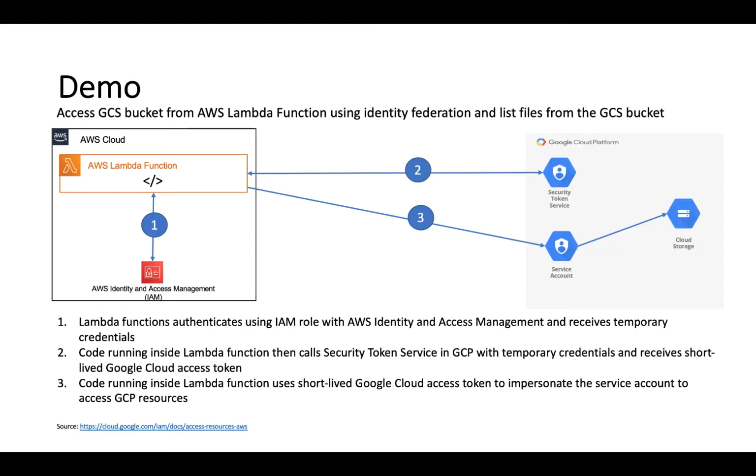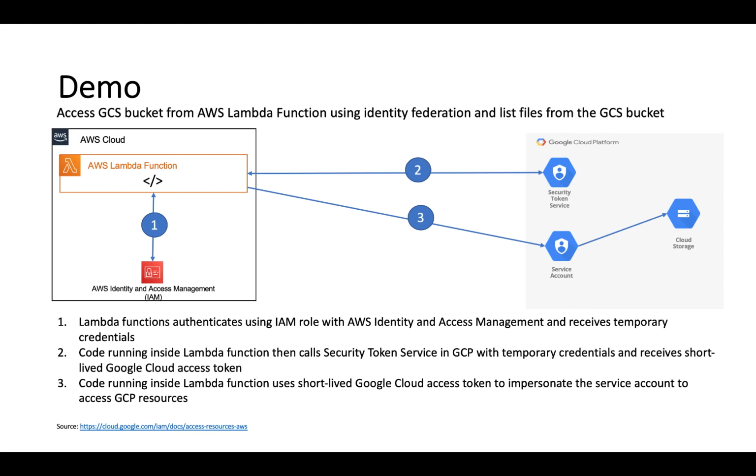So what are we going to do here? We will look at a demo. In the demo, we will create a Lambda function in AWS, and we will access a GCS bucket and list the files of that particular bucket in the Lambda function. We will do that by using Workflow Identity Federation. We will not export the service account keys; instead we will manage Workflow Identity Federation and access the GCS bucket from the Lambda function.